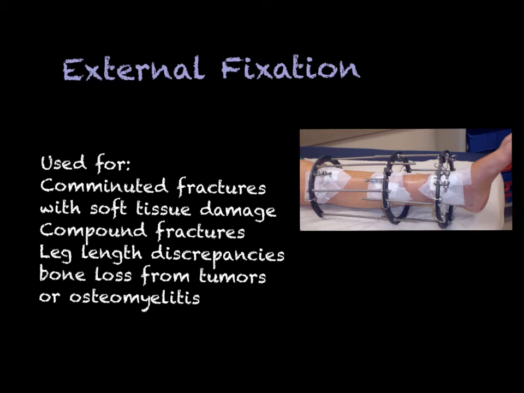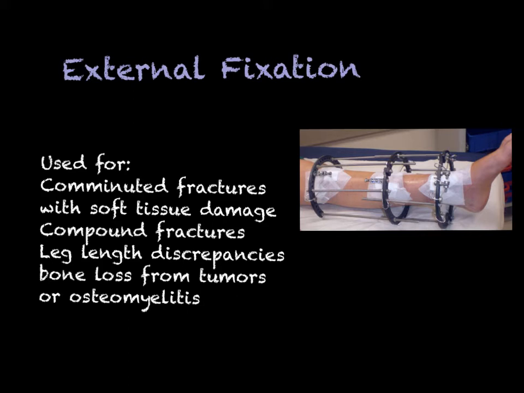Okay, so we are ready to discuss external fixation. External fixation, as you can see in the picture, uses pins, rod screws, inserted into the bone and attached to a frame, or sometimes you'll see rods and bolts that have some kind of external device that maintains the bone fragments in alignment.